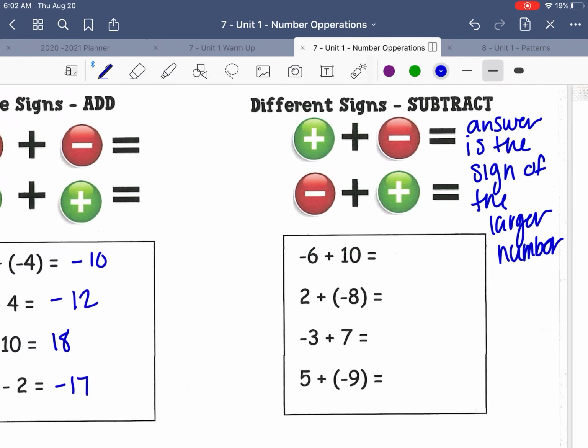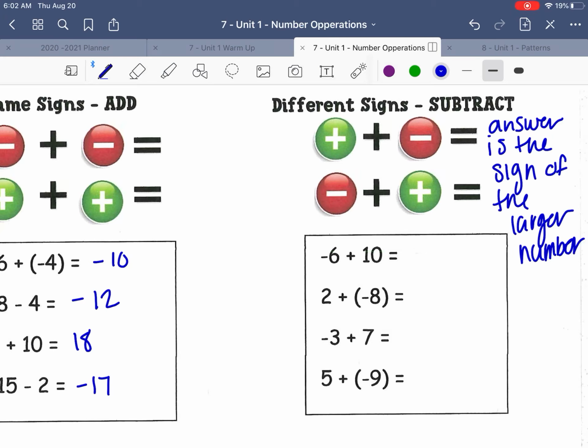Then looking at the subtraction side of it. This time I have -6 plus 10. This is the same thing as saying 10 minus 6. The signs are kind of glued to the number that is behind them, so I could switch those. That's the same thing as 10 minus 6, which we know is 4. Notice 10 was the bigger number, 10's bigger than 6, so the answer is the sign of the larger number. That means 10, being the positive one, our answer is positive.